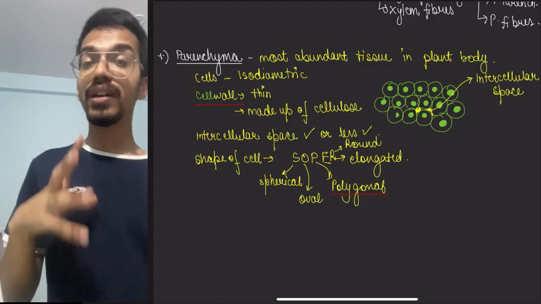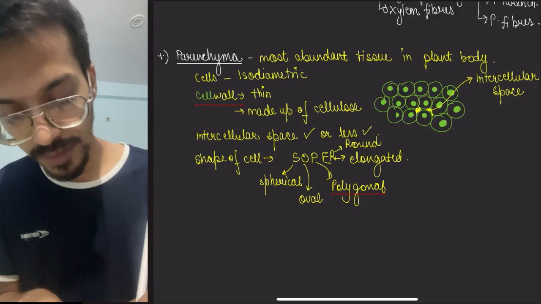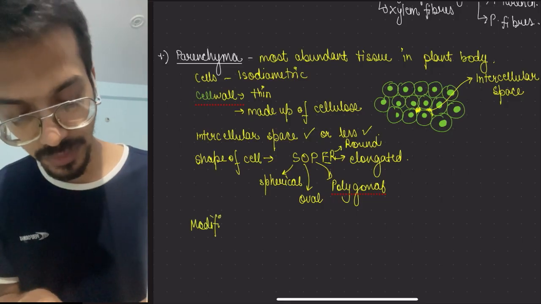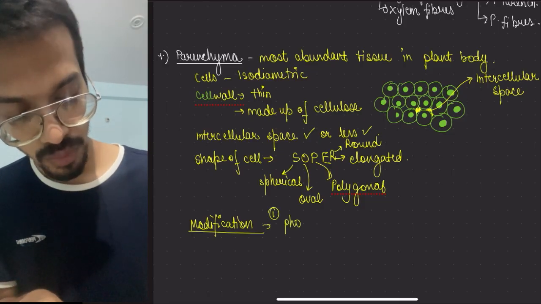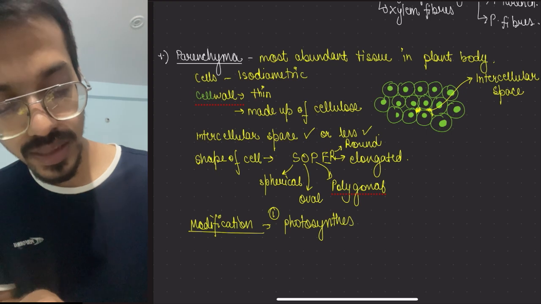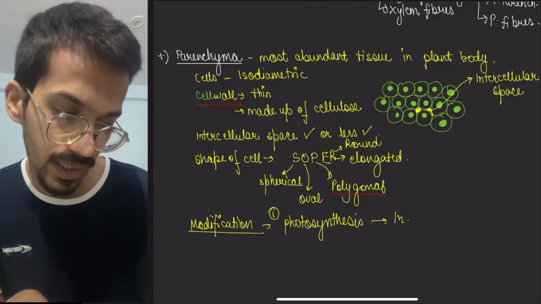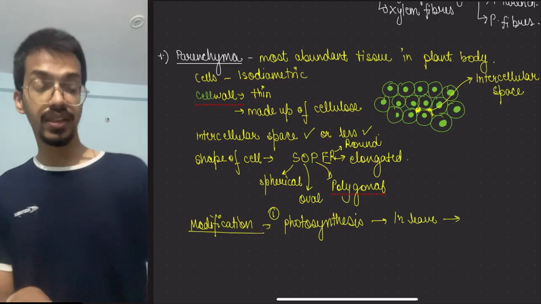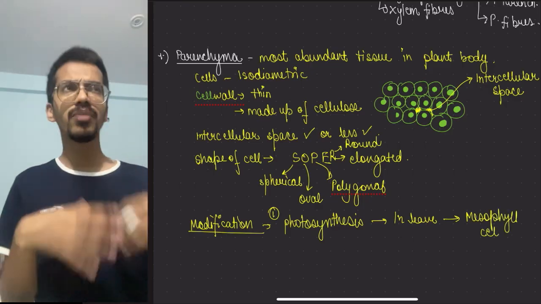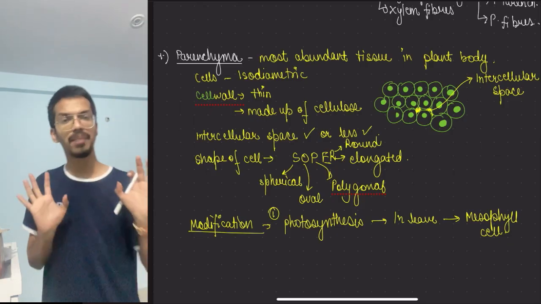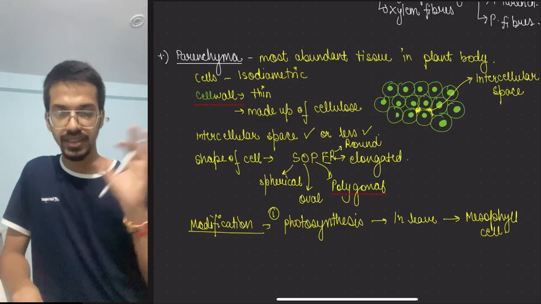So this is the shape of the cells. Next is where it is present and how differently it is present. There are certain modifications of this tissue. For example, it helps in photosynthesis. In the leaf, they form mesophyll cells. In the plant body, the mesophyll cells could be elongated like palisade cells, and the spongy round or oval cells. So these are the ones.